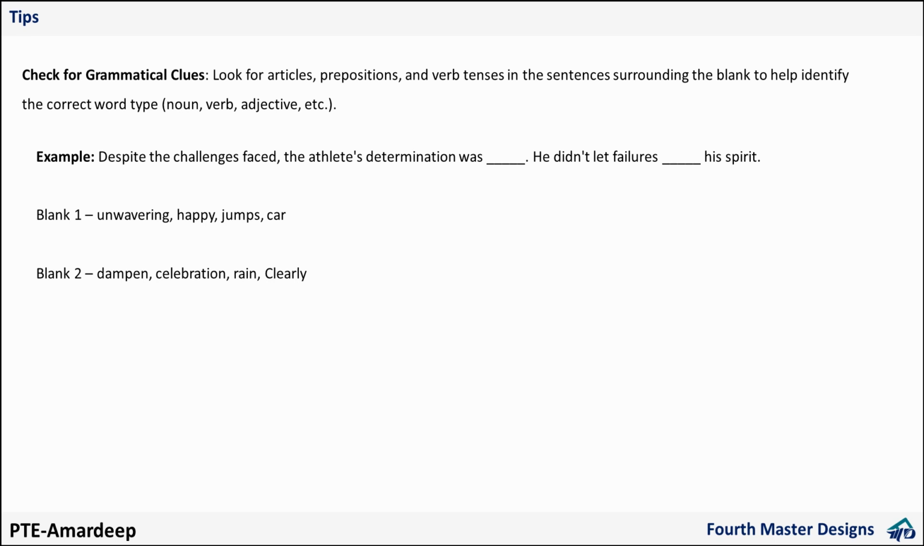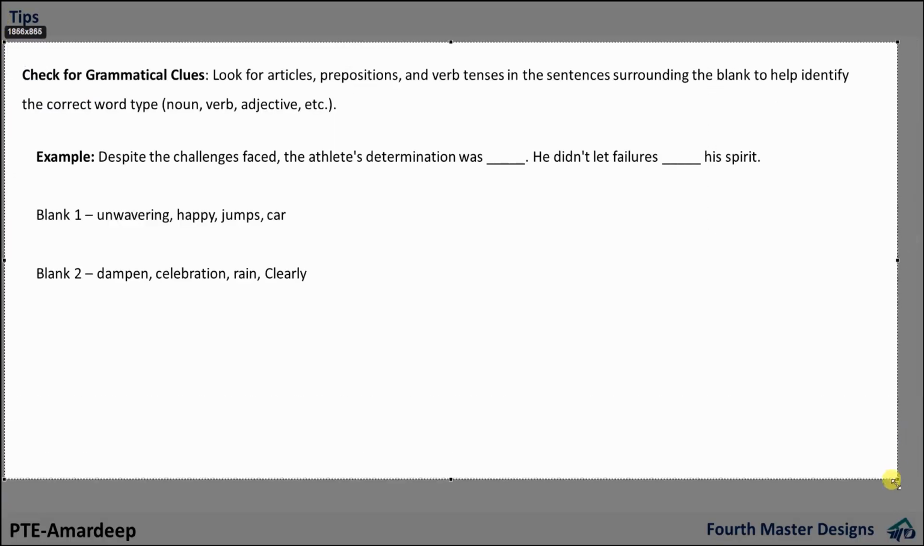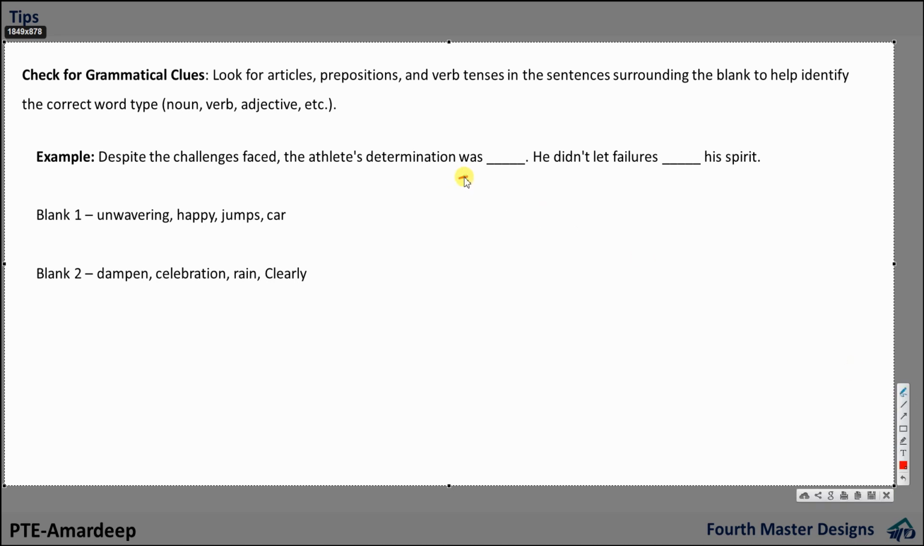Now, "Despite the challenges faced, the athlete's determination was dash." Read all the options: unwavering, happy, jumps, and car. Unwavering means steady, resolute, something fixed. "The athlete's determination was happy" doesn't fit in the context. "The athlete's determination was jumps" is totally incorrect. First of all, it should not be in the list. So I need to decide between unwavering and happy, and grammatically only unwavering makes sense.